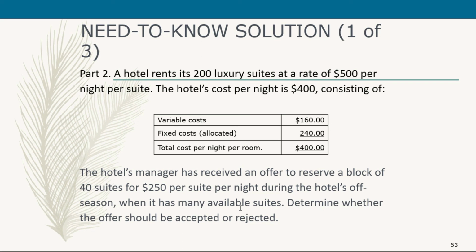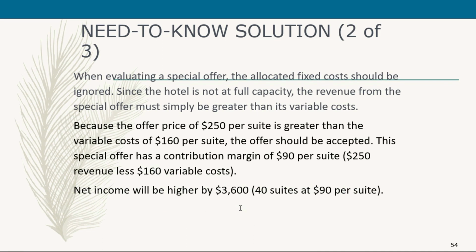If that is the case, if you have any excess capacity, as long as the price or the incremental sales or price is above your variable cost, then definitely you can accept the special project. Okay? When evaluating a special offer, the allocated fixed cost should be ignored. So in this case, regardless of the decision if you accept or reject, since the fixed costs will be incurred either way, we are indifferent on that situation.